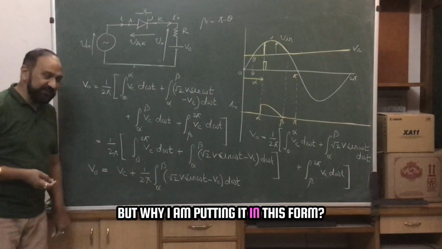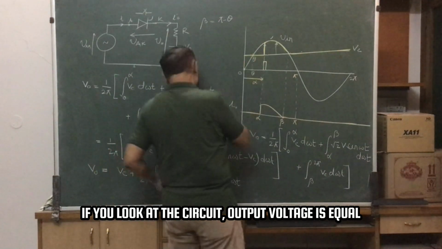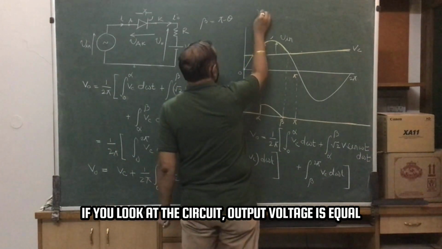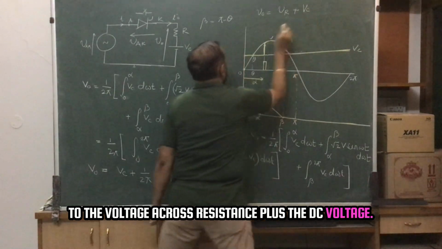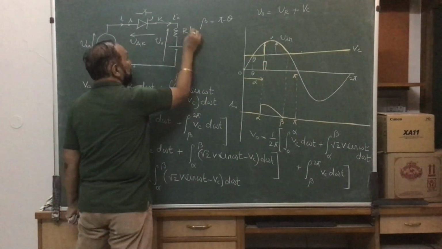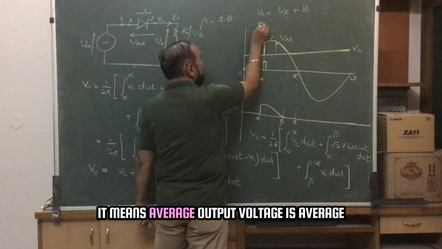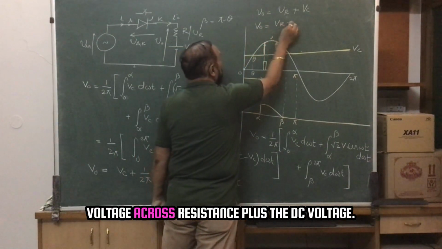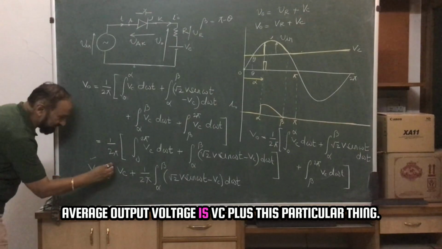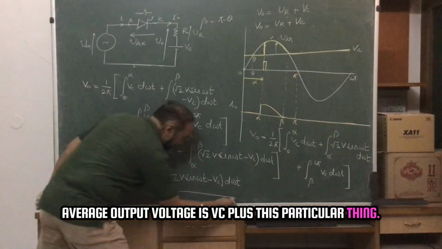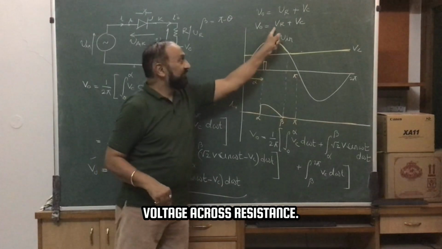But why I am putting it in this form, there is a reason. If you look at the circuit, output voltage is equal to the voltage across resistance plus the DC voltage. It means average output voltage is average voltage across resistance plus the DC voltage. Average output voltage is Vc plus this particular thing. It means this term is the average voltage across resistance.